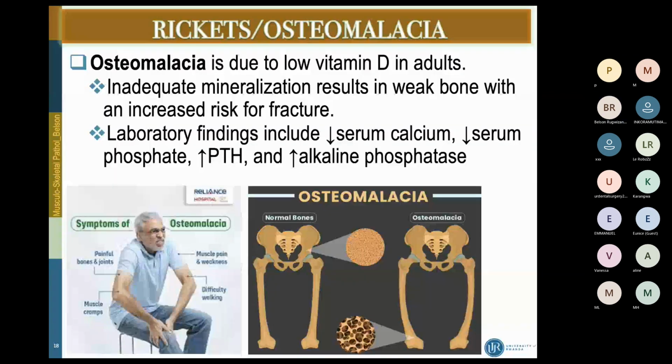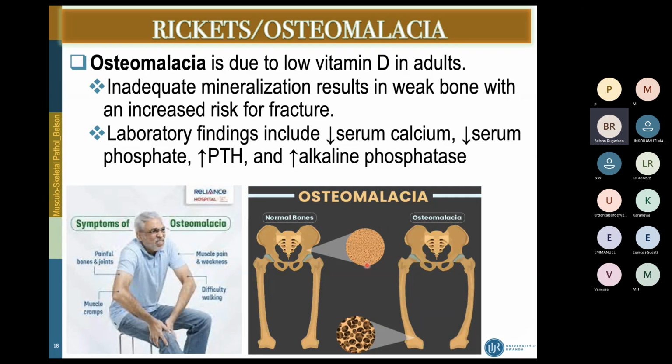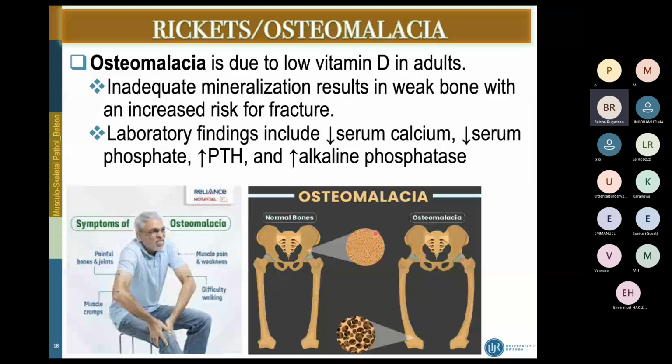So osteomalacia is in adults, as I was saying, there is inadequate mineralization, which results in weak bone with an increased risk for fractures. So you can see here in a normal bone, so this is a drawing, of course. In a normal bone, you can see that the bone here is so it is solid. But on the osteomalacia, you can see that there are some channels.